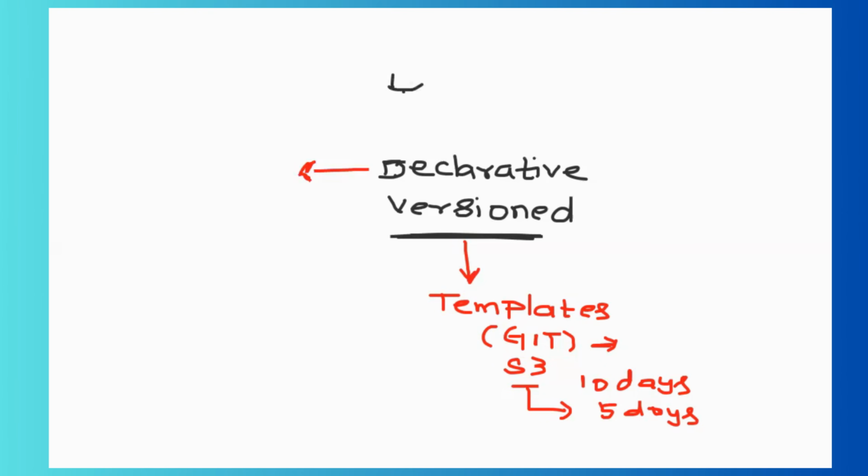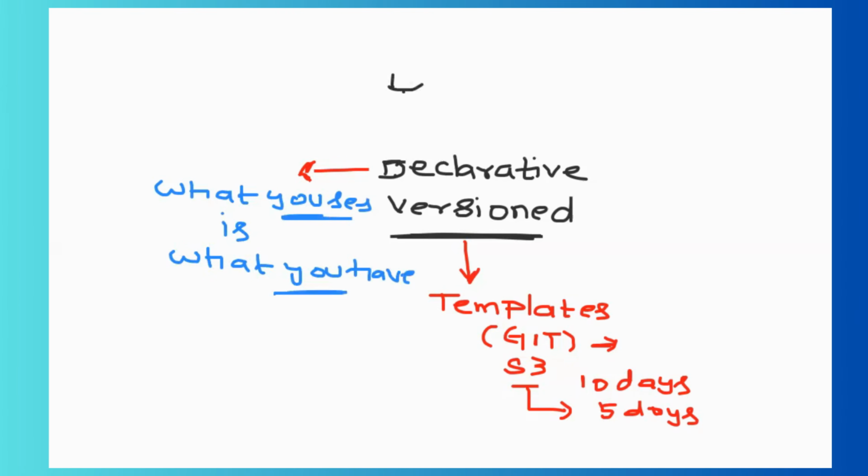Declarative means, if you want to understand declarative in one single line, declarative states that what you see is what you have. Now, what does this mean? What you see is what you have. What exactly does that mean? That means if I am looking at any declarative template, whether it is a Jenkins declarative pipeline or a CloudFormation template written in YAML files, when I look at the template, the same thing should be available on the AWS infrastructure.